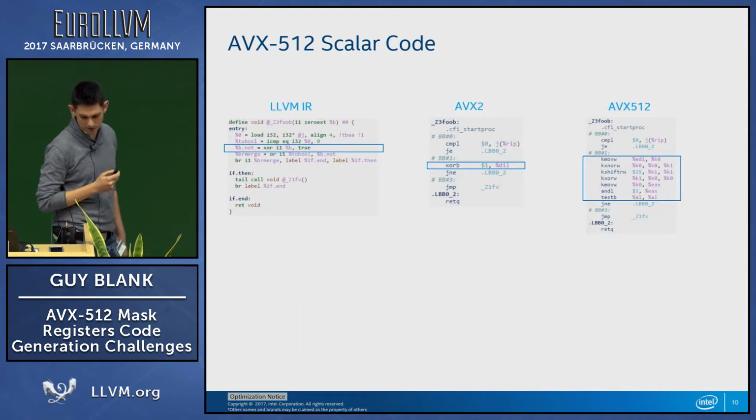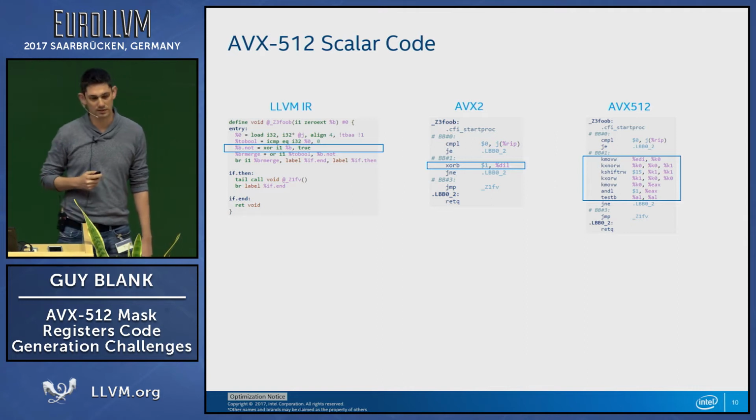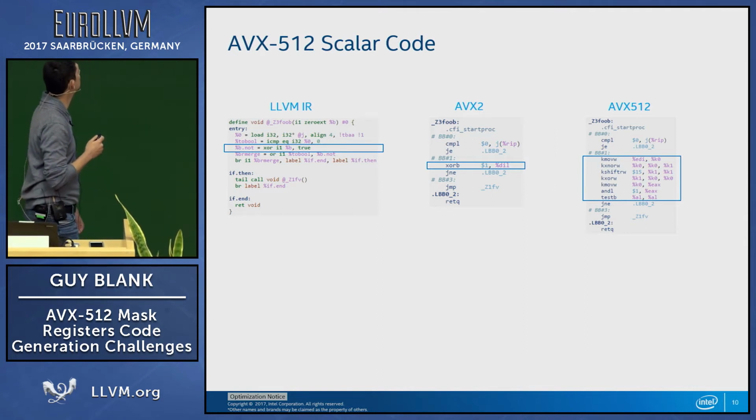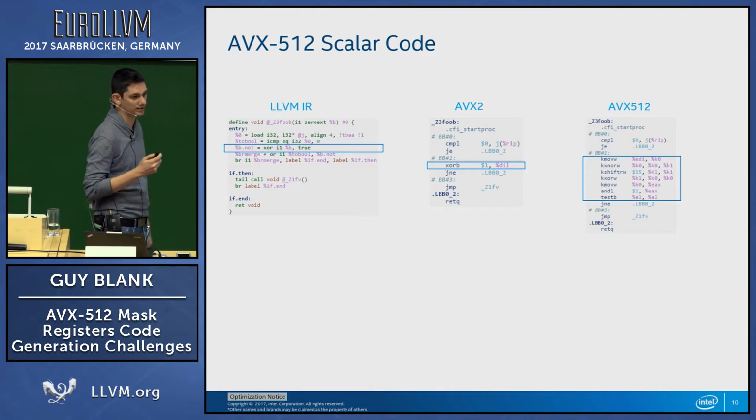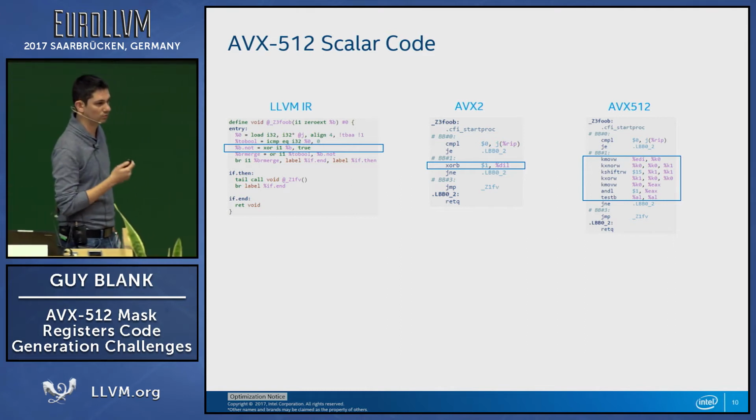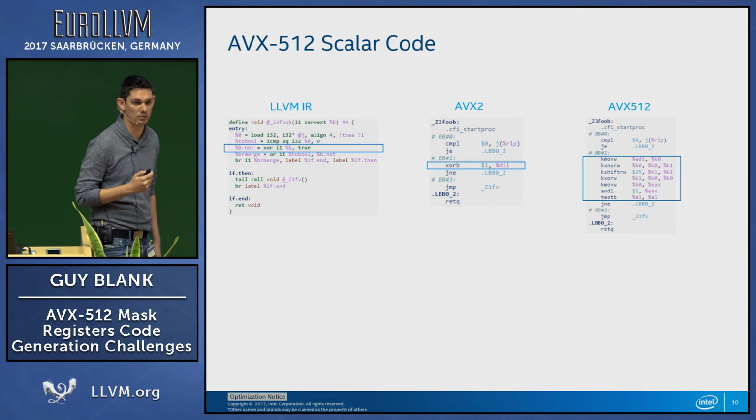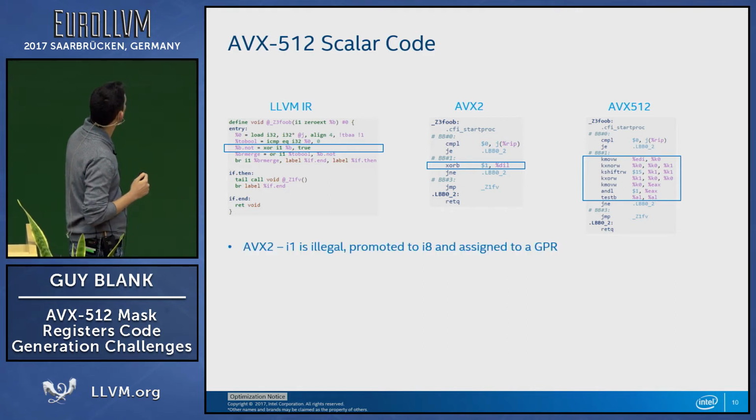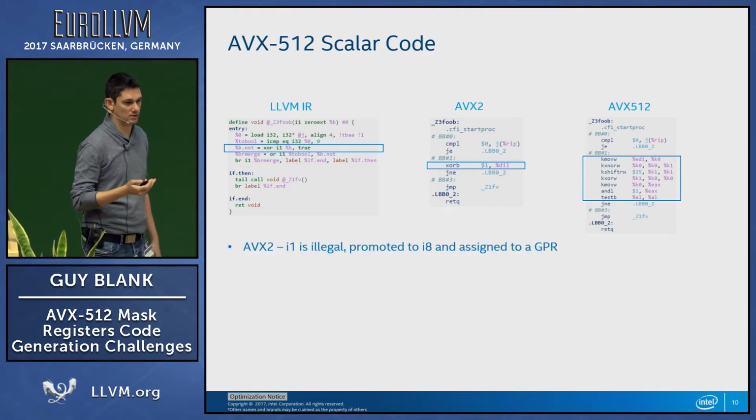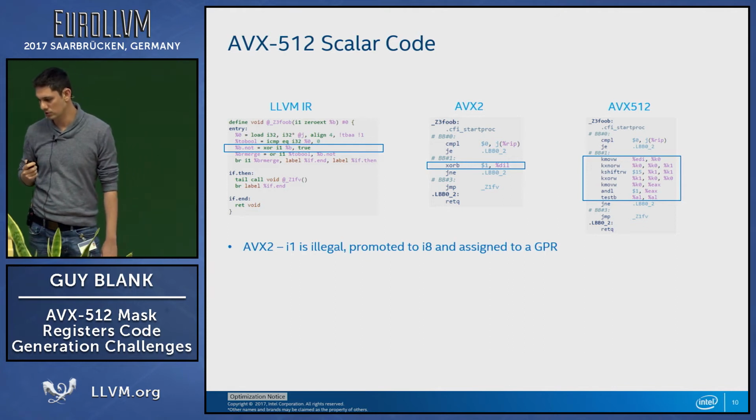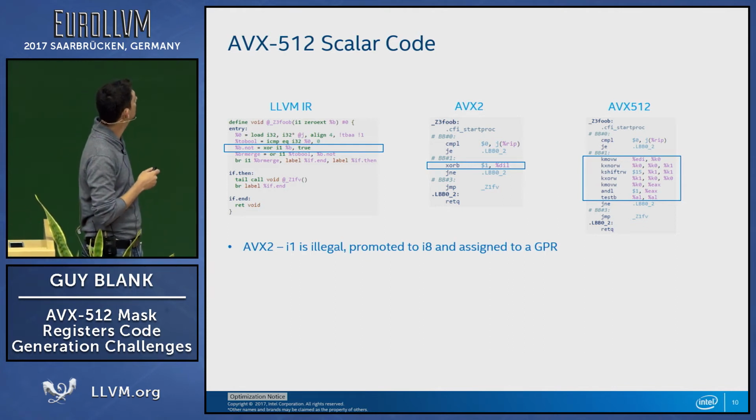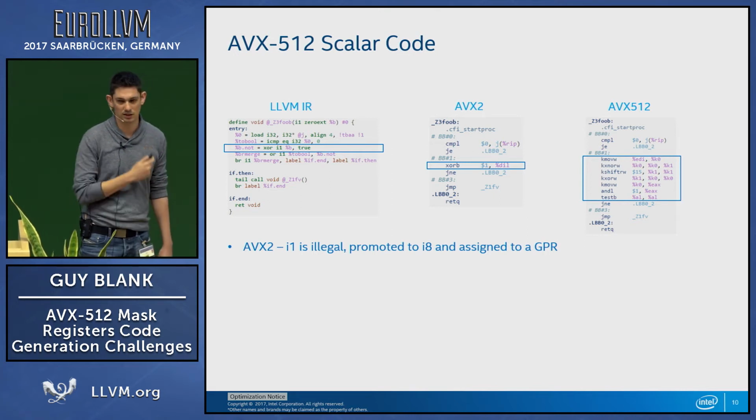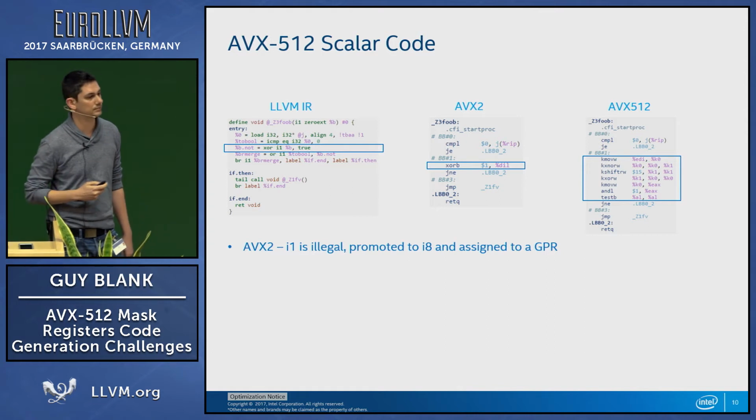Now, to better understand why this is happening, we're looking at the LLVM IR equivalent to the C code. And here you can see the b, the Boolean, is an I1 data type. So we must have done something wrong with the I1. Now, in AVX2, I1 was illegal in the backend, which means it is promoted to an I8 and assigned a GPR. It's in DIL. This is the GPR in which it came according to the calling convention.